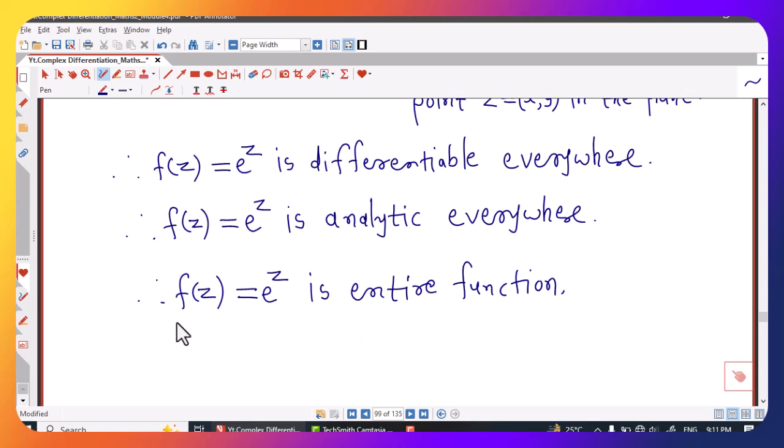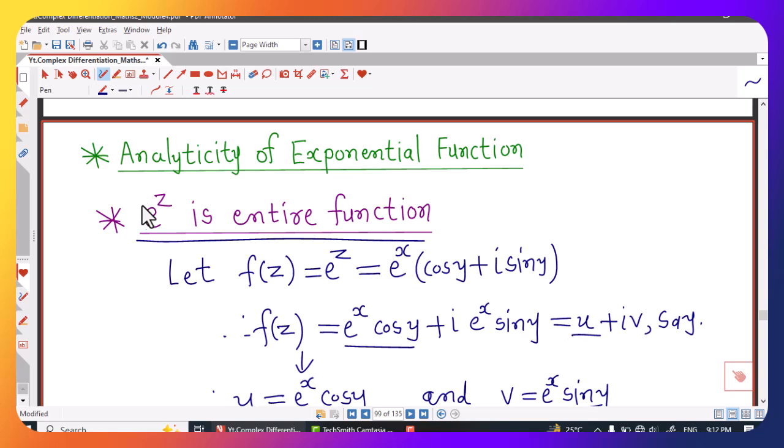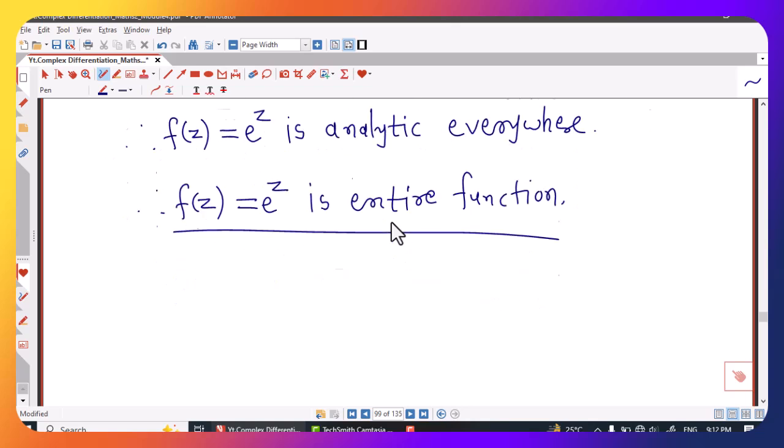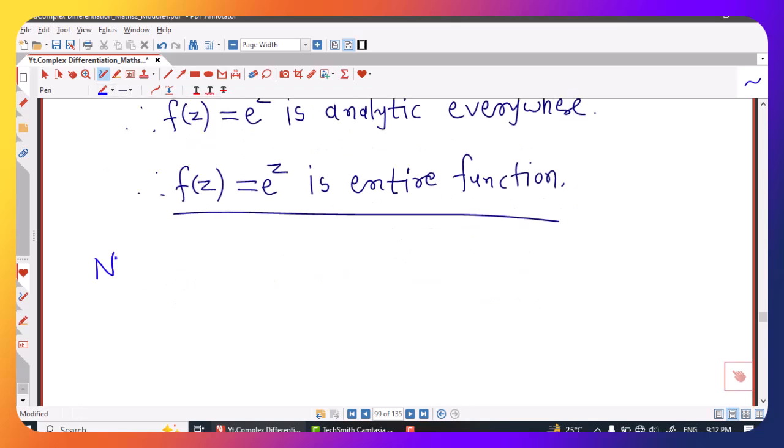So this is important property of exponential function. We can consider this as one property of complex exponential function. It is entire function or it is analytic everywhere. And if we wish, we can write the formula for derivative of e raised to z also. From this discussion, we have shown that it is differentiable at every point in the complex plane, and we know that f dash z is given by del u by del x plus i into del v by del x.